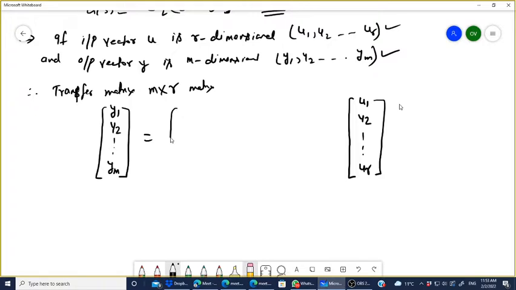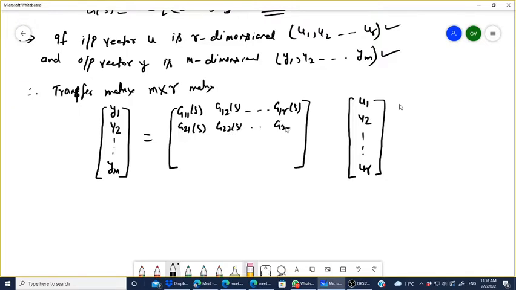And the relationship containing y and u is given in terms of g11(s), g12(s) up to g1r(s), then g21(s), g22(s) up to g2r(s), and it comes to gm1(s), gm2(s), up to gmr(s). So this is the relationship between y and u, and how the g is calculated we already have discussed, right?